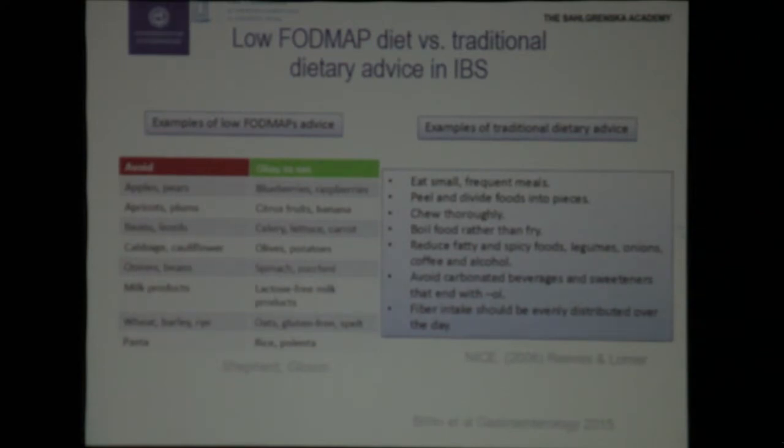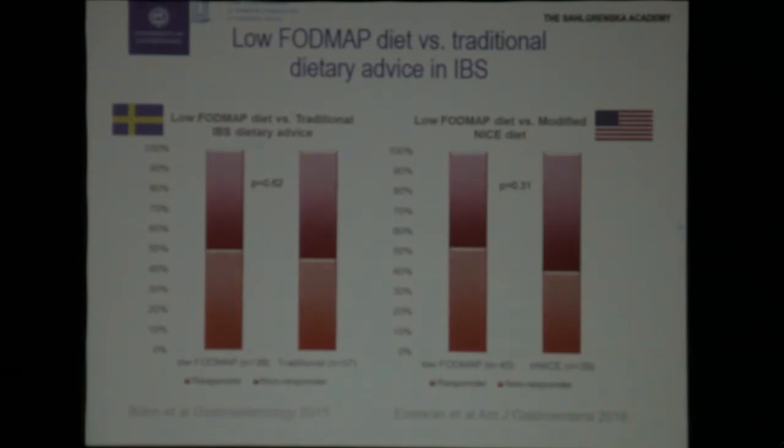So we did a trial where we randomized the patients to a low FODMAP diet or what we can call traditional IBS dietary advice. To the left you see the primary endpoint in our trial, which was published 2 years ago. As you can see, the responder rate was more or less the same in both groups. Roughly 50% of the patients responded to each treatment arm.